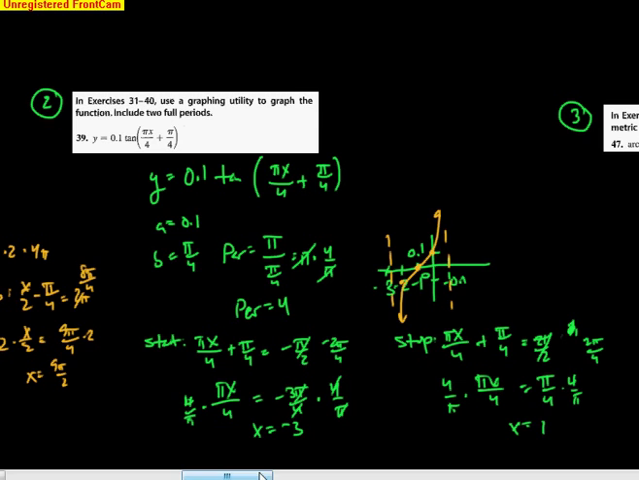So again, just a process. Remember the differences between the sine, cosine, and tangent, your period. 2 pi for sine and cosine, pi for tangent. And when you're finding your starting and stopping points, cosine and sine is 0 and 2 pi, and they are points. Tangent is negative pi over 2 and pi over 2, and they are asymptotes.